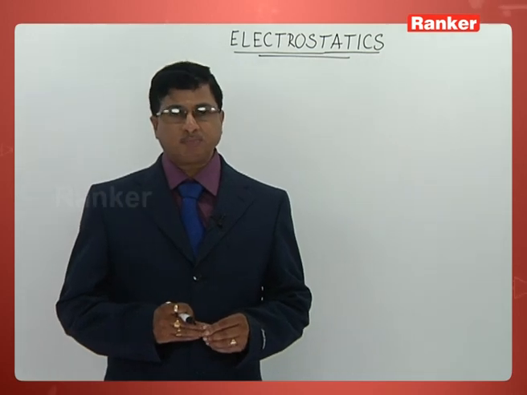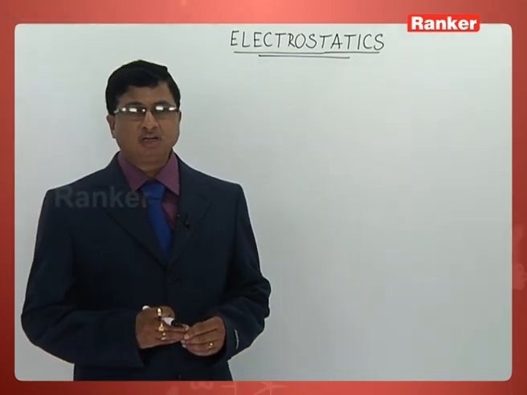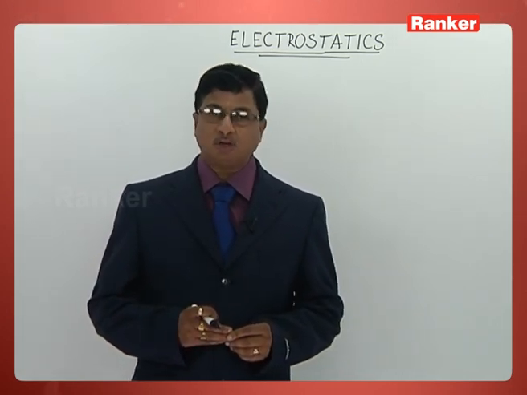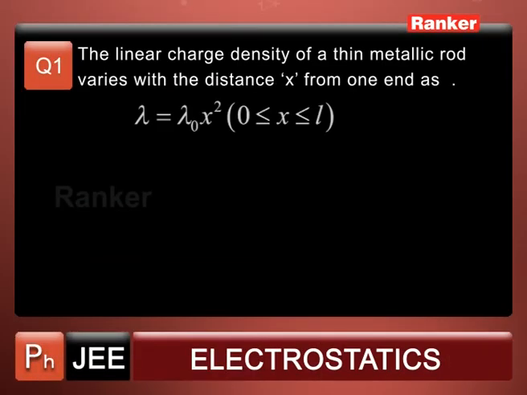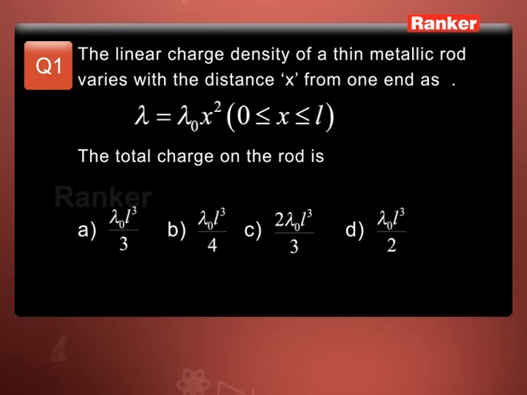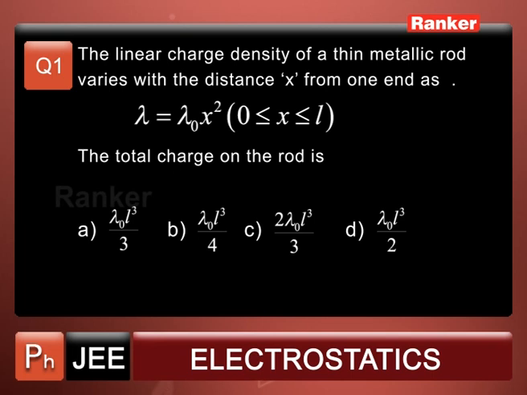Let me work out a few applications, taking different model problems. Let us take the very first problem of this order. The linear charge density of a thin metallic rod varies with the distance x from one end as lambda is equal to lambda naught x square, where 0 is less than or equal to x, less than or equal to L. That means x lies between 0 and L. The total charge on the rod is how much?